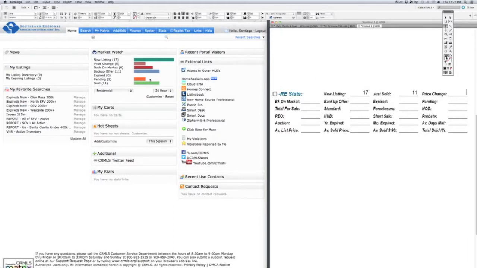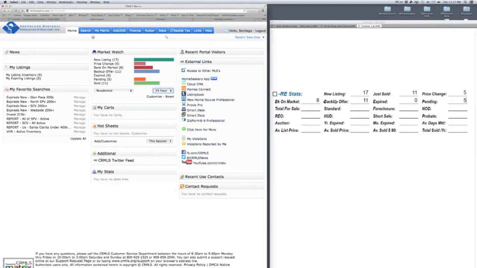Price change. Price change right here under new listing, 5. Back on market, we have 8. Backup offer, I see we have 11. Expired, I have 0. And pending, I actually have 5 right now. Okay, so a third of our information has already been filled in, pretty easy.